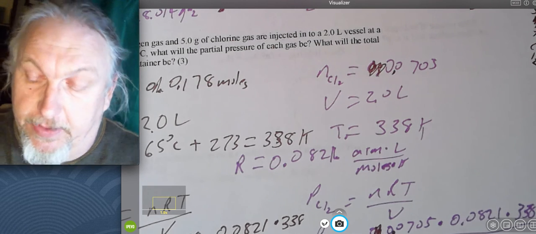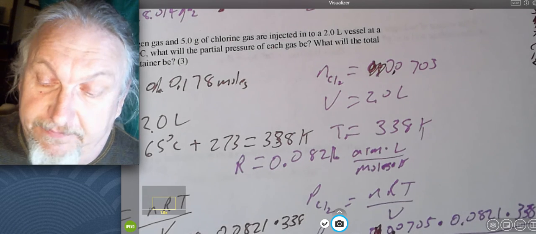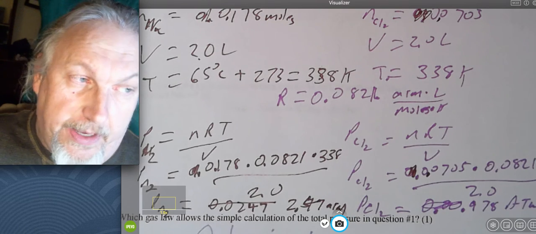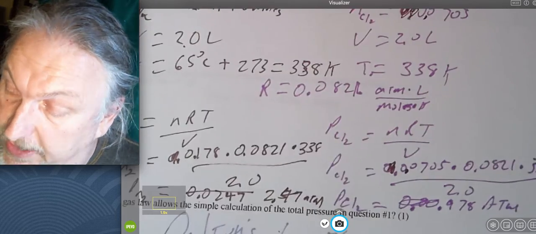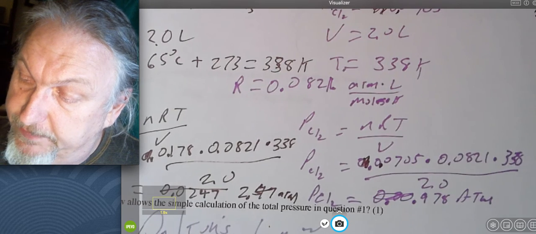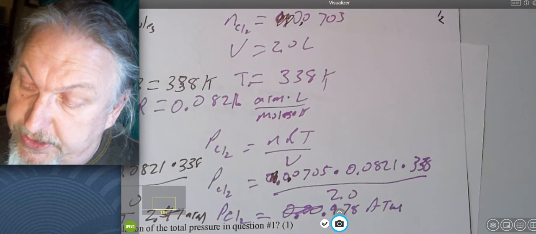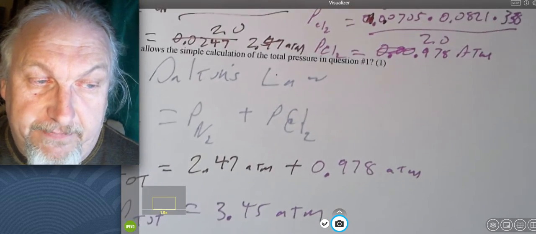So again, make sure things make sense with your answers. I was getting a very small pressure, and that didn't make sense. So I went back and checked my work, and lo and behold, I made it right. So you should have got 2.47 atmospheres for the pressure of nitrogen. Then you should have got 0.978 atmospheres for the pressure of chlorine gas. You add them together, you get 3.5 atmospheres for the total pressure.